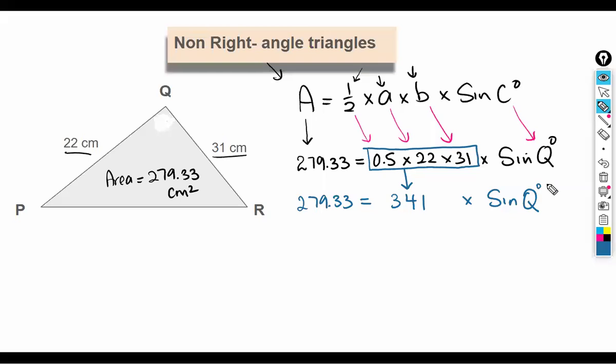Remember, we're trying to solve for Q. So we're going to transpose. We're going to try to make Q the subject because we're solving for Q. So this 341 is a multiply. Throw it across and a multiply becomes a divide. Divide this for me.